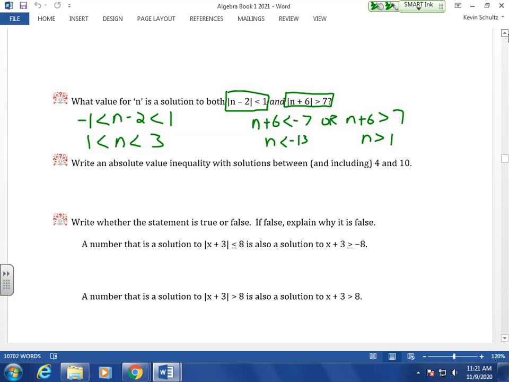So when we graph these now, okay, our first one has solutions between 1 and 3. So it's going to be an and statement there. Our second one is less than negative 13 and greater than positive 1. So what's a possible solution for n, being it's going to work in both inequalities? Gabby? 2. Why? Well, because 2 on our number line is right here, right? And it's a solution in both of them.